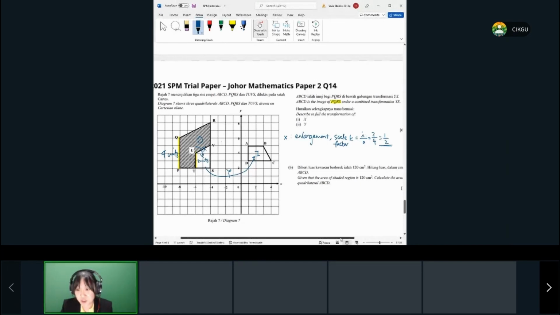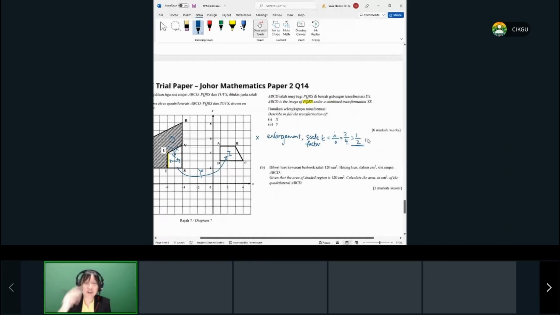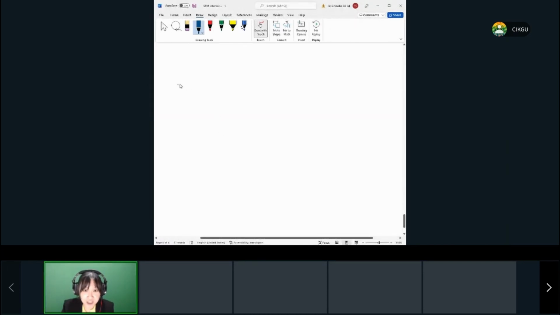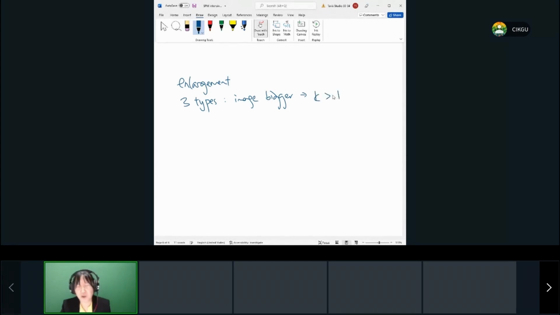So in conclusion, guys, there are 3 types of enlargement. Let me just write it down. Enlargement, just 3 types. The first one, the image becomes bigger. Then your scale factor, let me just use the symbol K because that's what your question uses. K is more than 1, so it could be 2, 3, 3.5, 4, all that.